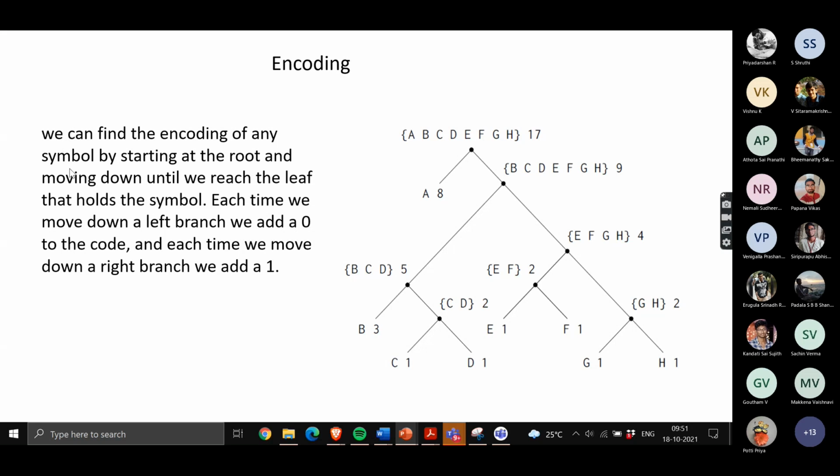Okay, so for example, what is meant by encoding? As I told you, for each and every symbol you will have a corresponding bit pattern. How to get that bit pattern? That is what we are going to do. First of all, you start with the root node and move down until you reach the leaf node that holds the symbol.